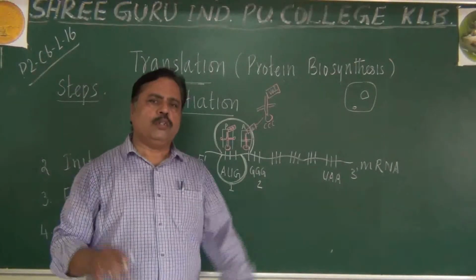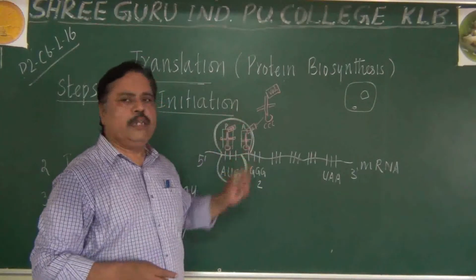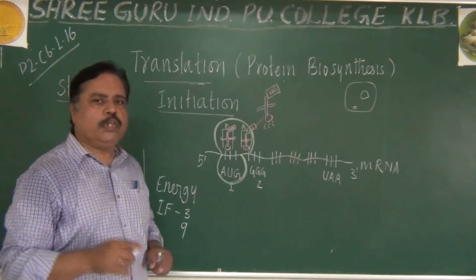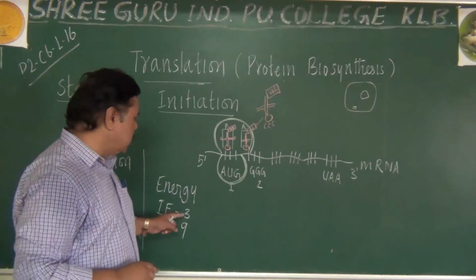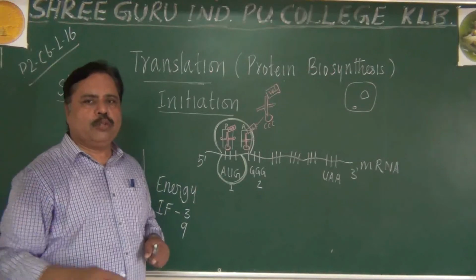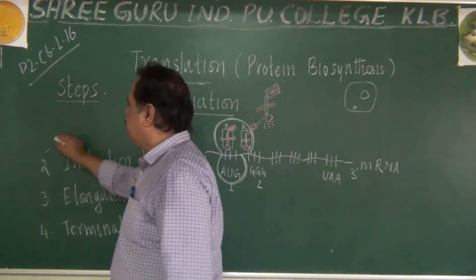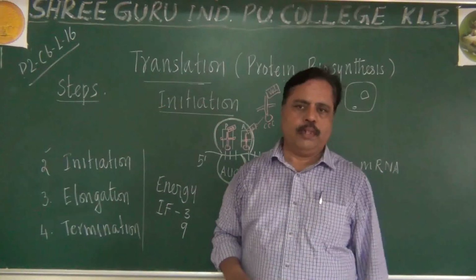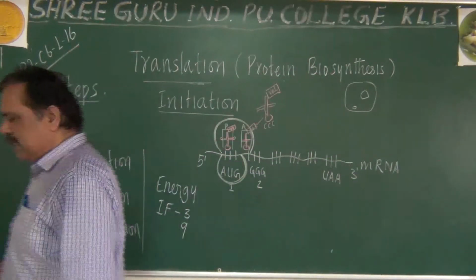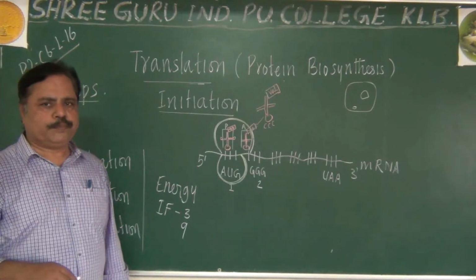So whatever it is, we require 2 more substances for making the initiation complex. Who are they? One is the energy currency, another one is the initiation factor. Initiation factors can be 3 types in prokaryotes, 9 types in eukaryotes. This is how initiation happens. The second step is over. First we activated the amino acid, then we initiated the complex. Let me come to the third step, elongation of the polypeptide chain. Very important point, try to listen.